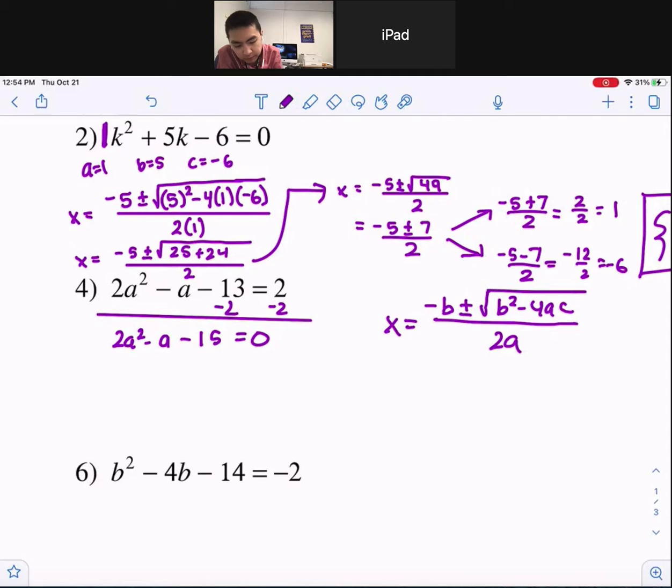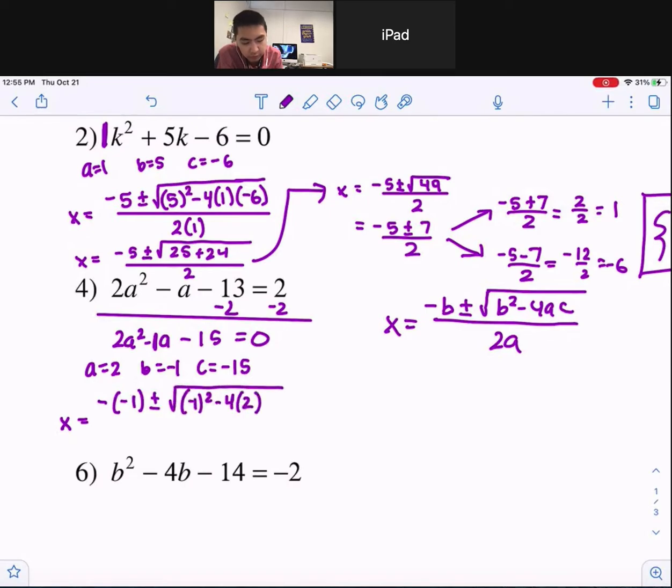So the a value is going to be 2. This is a negative 1, so your b is going to be negative 1. And this is your c value, and your c value is negative 15. So x equals negative of negative 1 plus and minus negative 1 squared minus 4 times your a, which is 2, times your c, which is negative 15, all over 2 times a, which is 2 times 2.